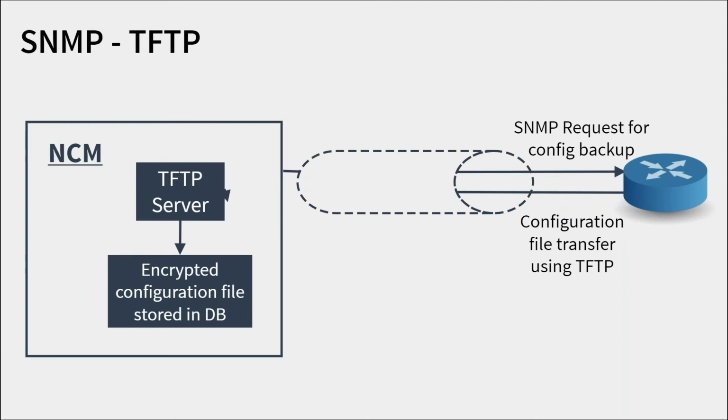For SNMP TFTP, there won't be a communication channel, but just an SNMP request, which will be received by the device. Once the device receives the SNMP request, it will send the corresponding configuration file using TFTP, which will be received by the TFTP server, encrypted and stored in the database.